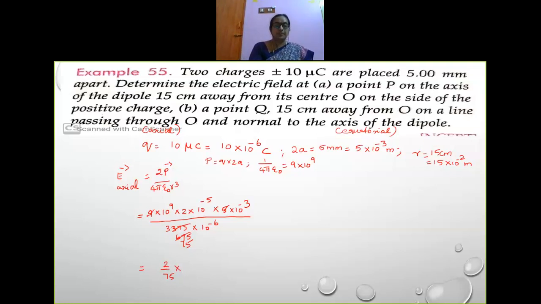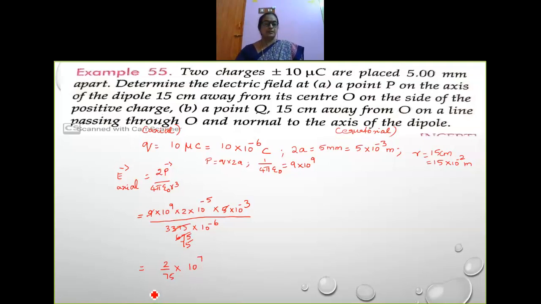Now when I simplify the powers, here it is 10 power 9 into 10 power minus 5, which is 10 power 4, into 10 power minus 3, which is 10 power 1. Now when you take this up, it becomes 10 power 6. So you have the simplified powers and you have the value 2 by 75 into 10 power 7, children.